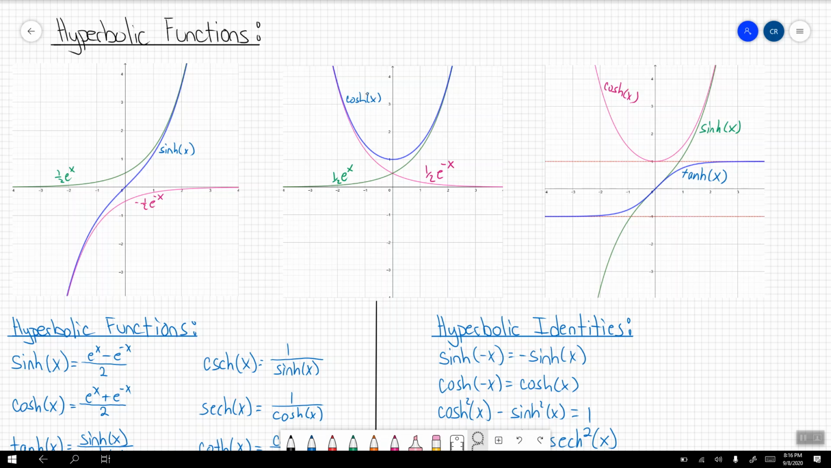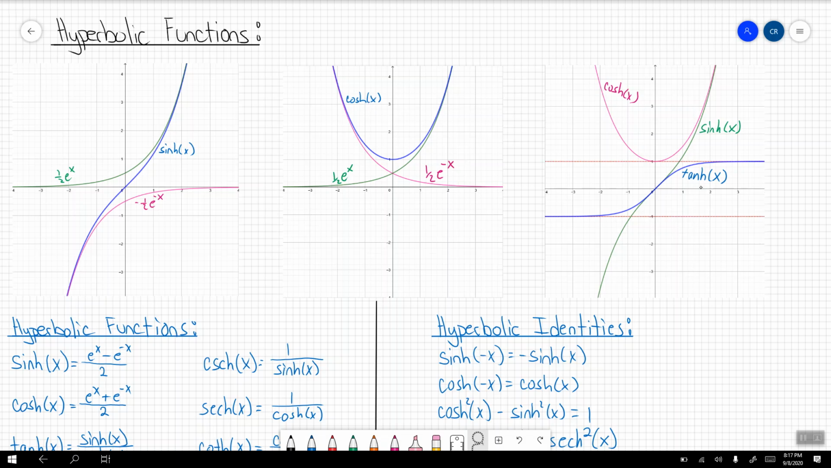Hyperbolic cosine of x is made by adding the two exponential functions. The first one is 1/2 e to the x. The second is 1/2 e to the negative x. When we add these two functions together, we get the hyperbolic cosine of x.